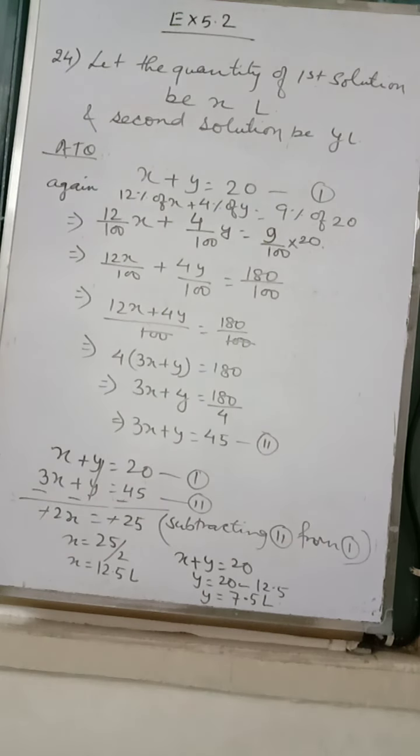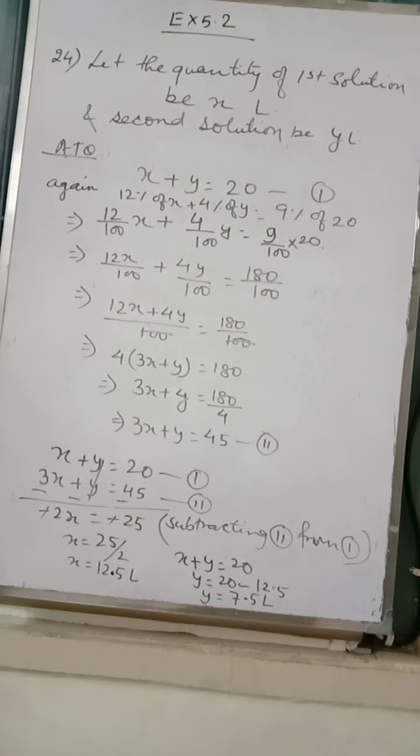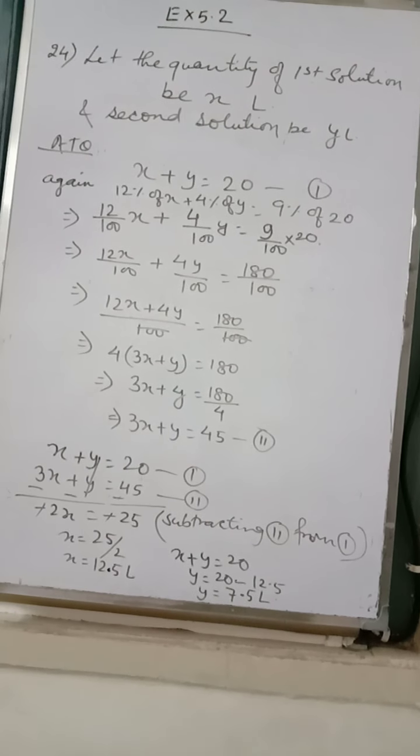So the first solution used was 12.5 liters, and the second solution was 7.5 liters. So you just leave it up to here only. These 2 sums we have done. You please write it in the copy.